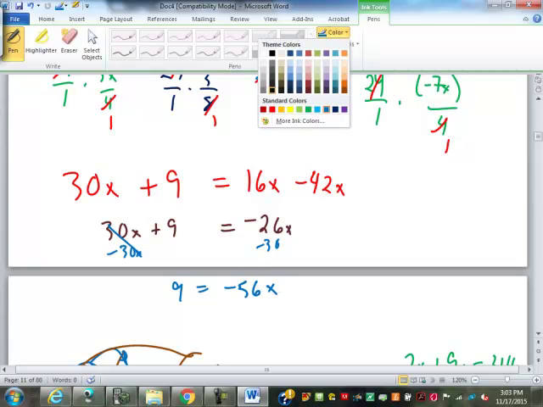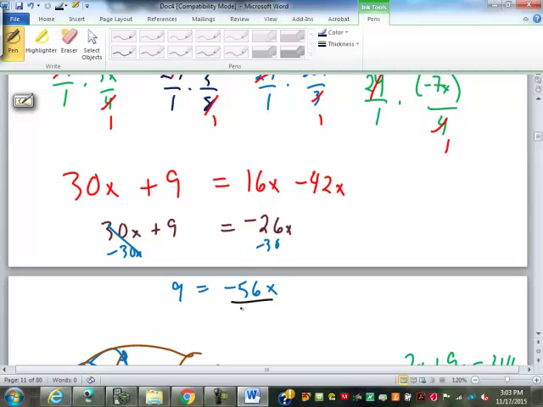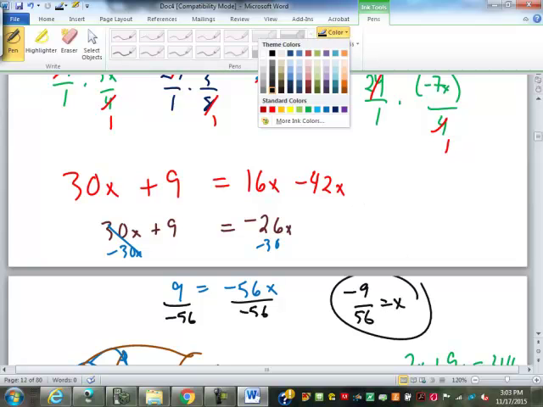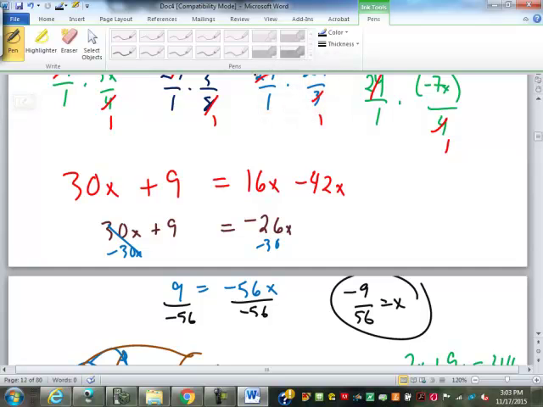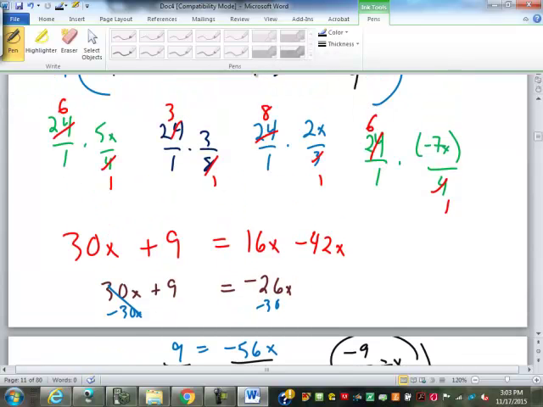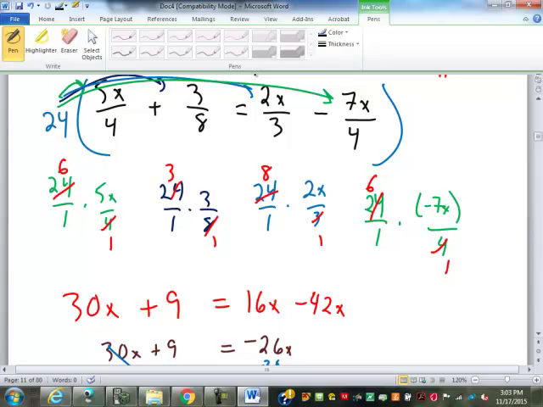Then what do I have to do? Divide by negative 56. So that's negative 9/56. Because I cross-canceled the 4 and the 24, both divided by 4 to give me 1 and 6. So now it's really 6 times 5, which is 30x.